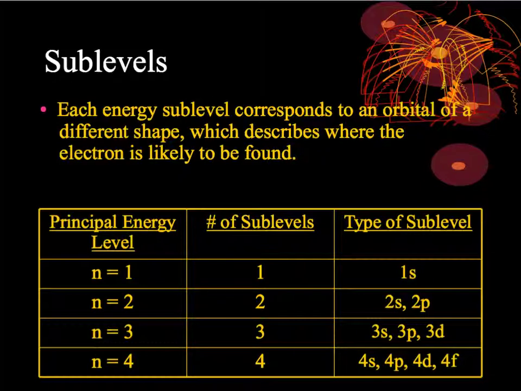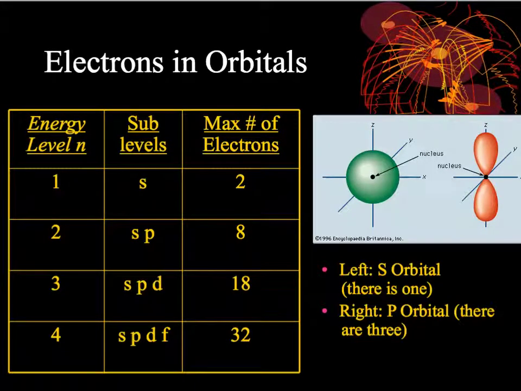All right, so here we are taking a look at the electrons in their orbitals. And so first of all, I'd like to point out over here this energy level N. That's just describing which energy level we're talking about. So at energy level 1, there's only one sublevel, and that's an s orbital. It can hold a maximum of 2 electrons.